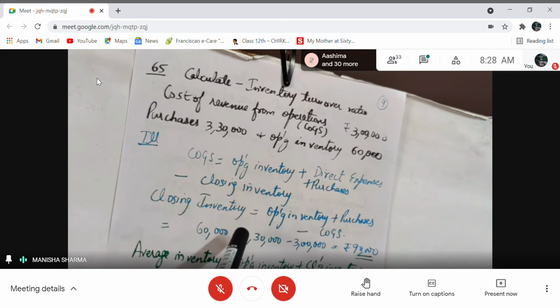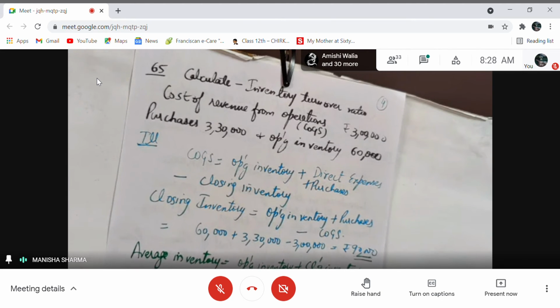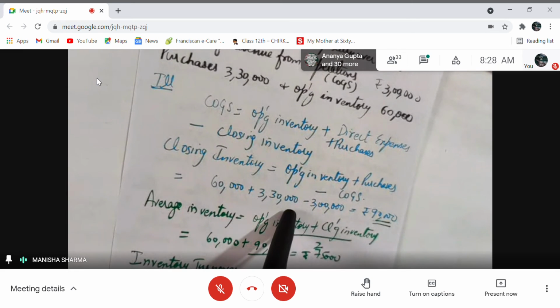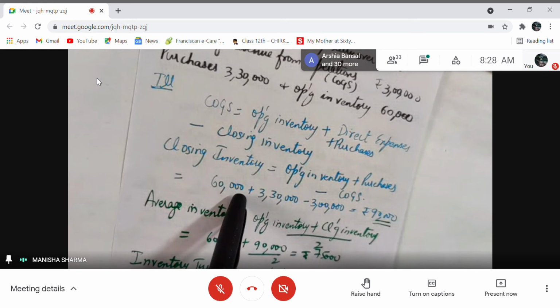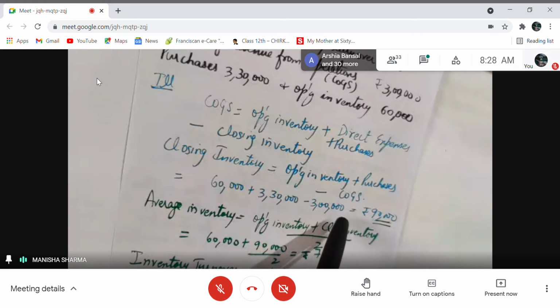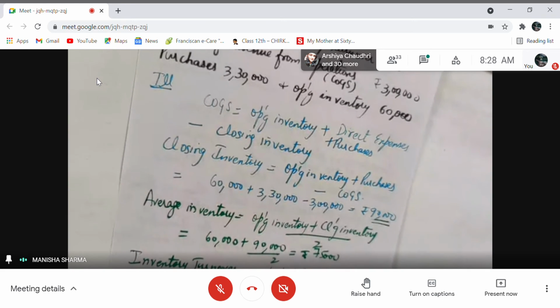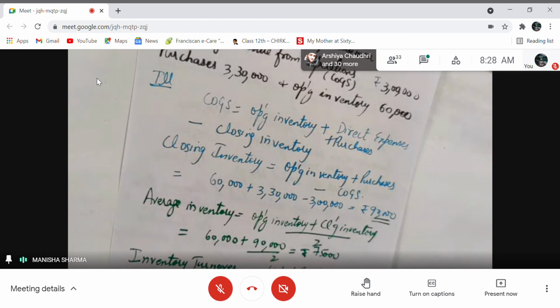So closing inventory is equal to opening inventory plus purchases minus cost of goods sold. It will be 6 lakhs plus 3,30,000, the net purchases given in the question. 60,000 is opening inventory, minus COGS, given as 3 lakhs. So if I subtract, I get closing inventory as 90,000, right?